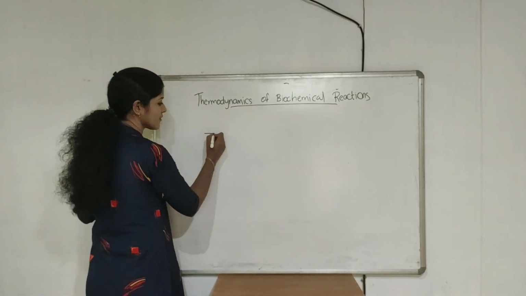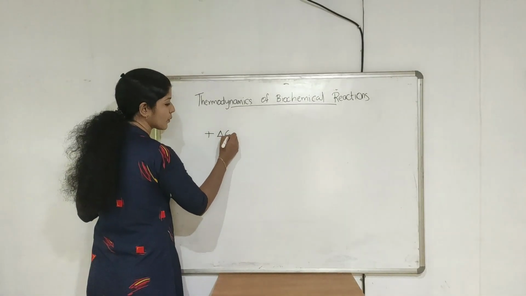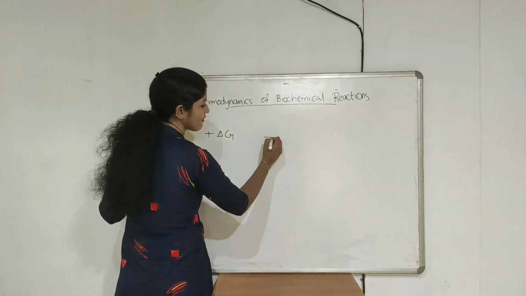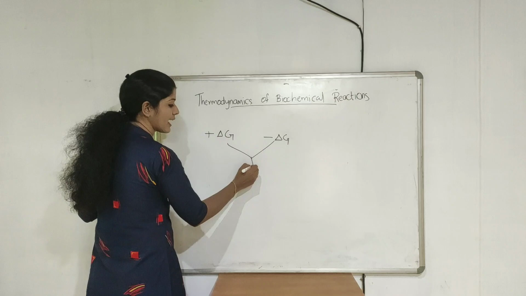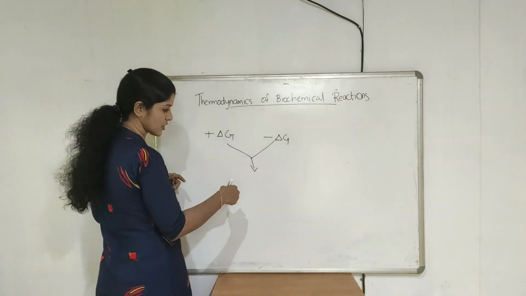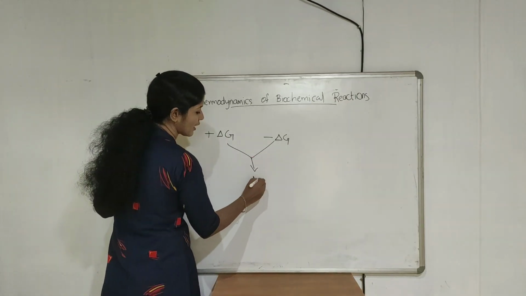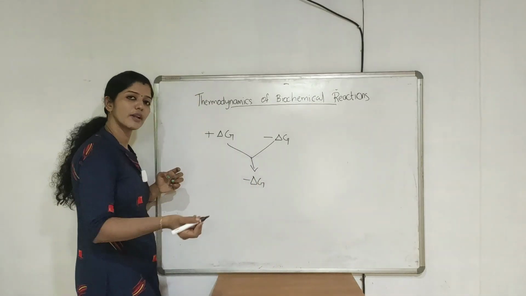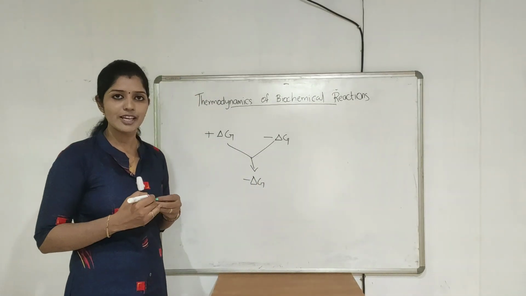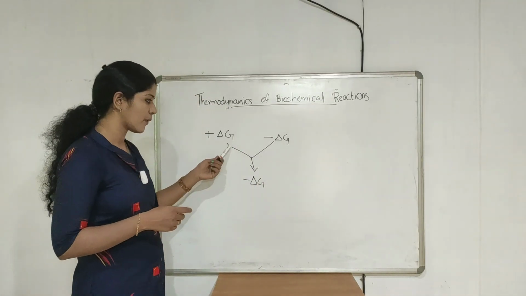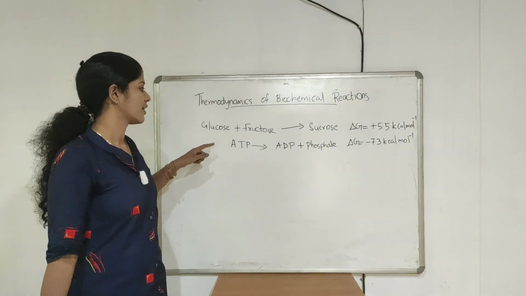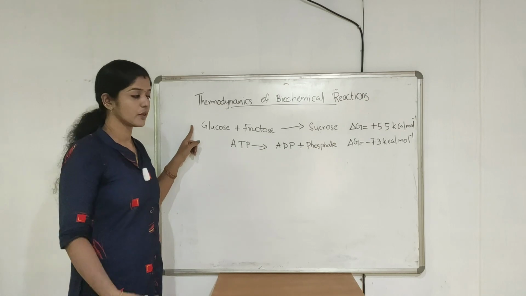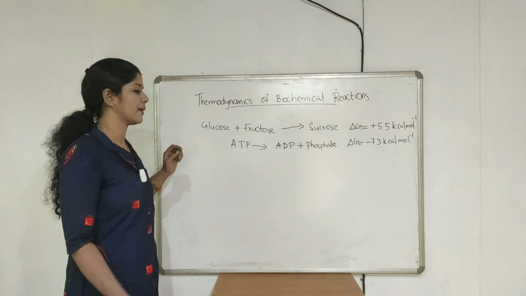Suppose one reaction has a positive delta G value and another reaction has a negative delta G value. They will couple together and finally we will have one reaction in which delta G value is negative. So that will occur naturally and that will be spontaneous. Inside our body this coupling is very common. Let us check out two reactions that take place inside our body.